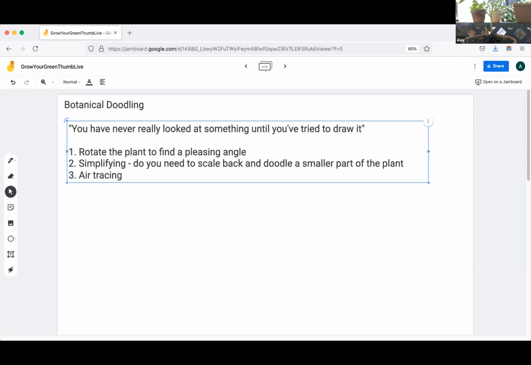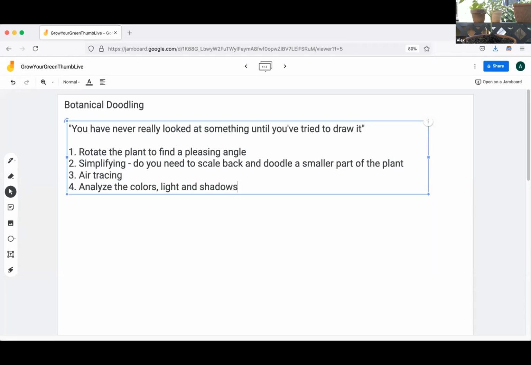All right. So we air trace to get an idea of what we're gonna sketch. And then step four, we'll go ahead and analyze the colors, light and shadows. So take a look, and it can help actually here to squint.